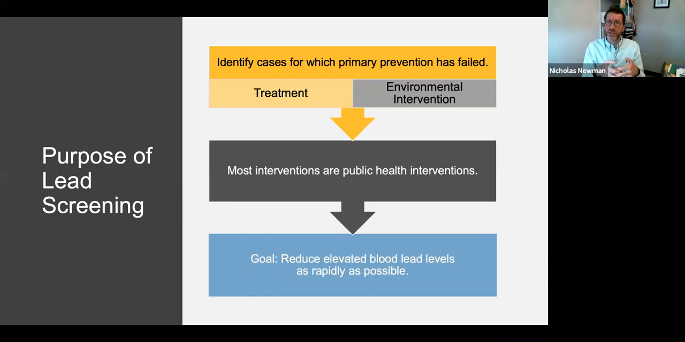But for the most part, the interventions are public health interventions, right? I mean, yeah, you could tell the family to put in a water filter, but really you have to worry about everywhere that you get water from. And so really, you need public health environmental interventions. And the goal in all of this with testing is to reduce the lead levels as rapidly as possible, because the data would suggest that it isn't just what your lead level was at age one or two, but how long it stays there. And that seems to be the main issue. So there is an opportunity for secondary and tertiary prevention. Next slide, please.